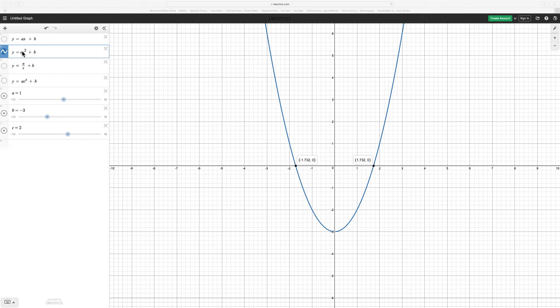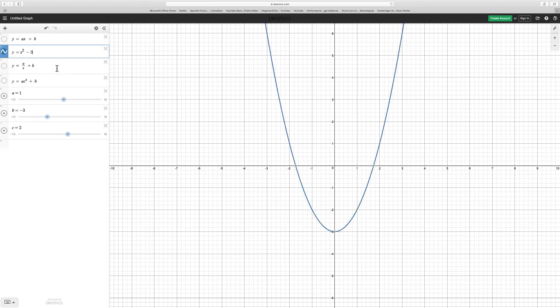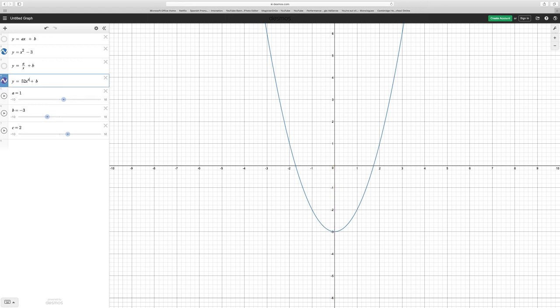And so the one graph is the same. We can just change the a to b. A is nothing, and b is negative 3. And then for this graph, a was 5, c was 2, the x was at the exponent, and b was 7.